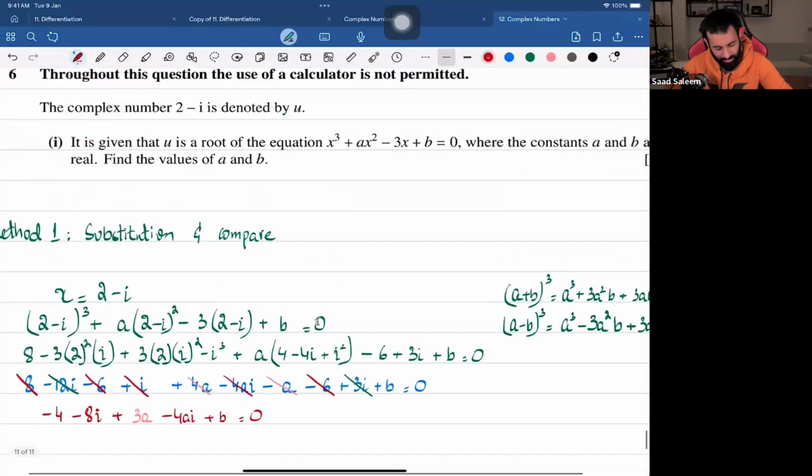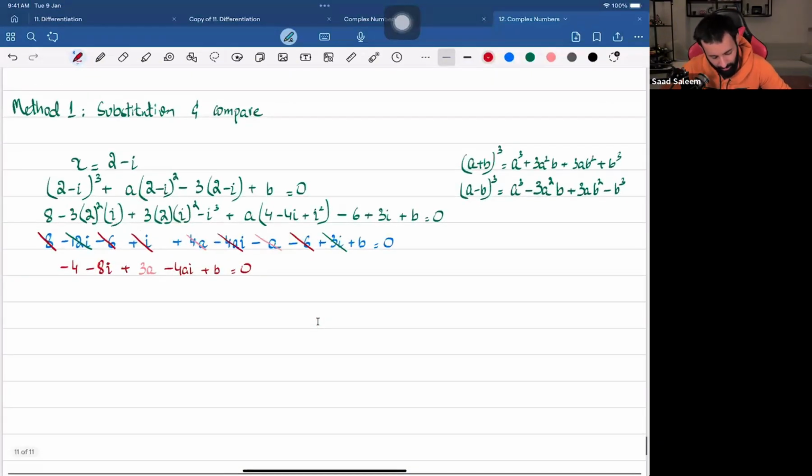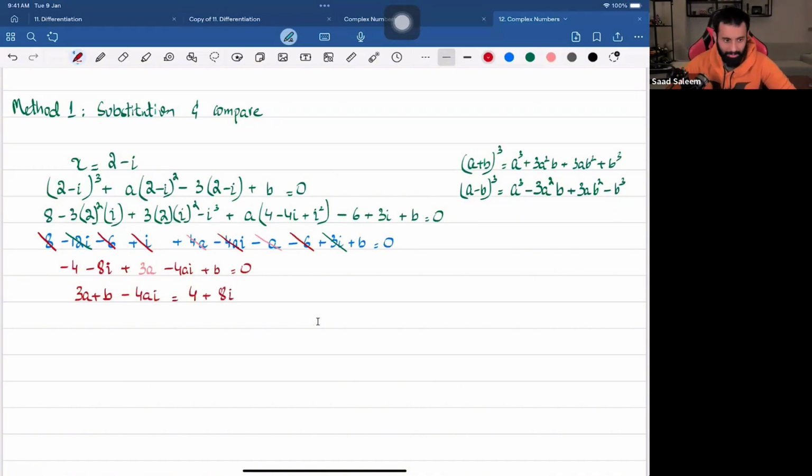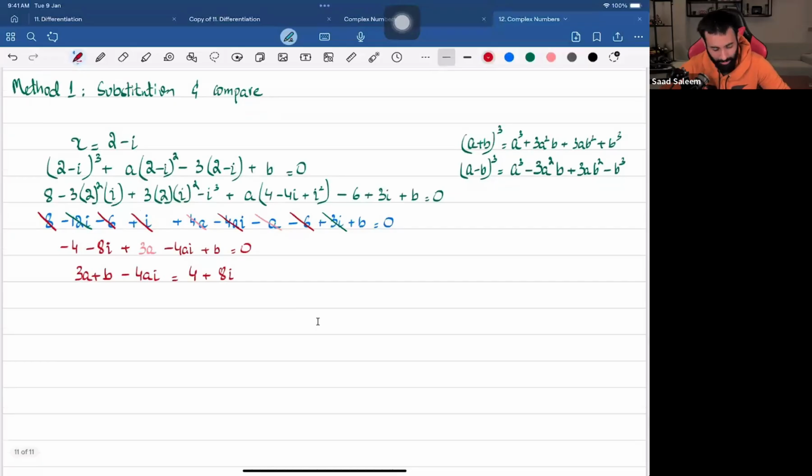Now remember, this method is substitution and compare. So we're going to keep a's and b's on one side and everything else, all the knowns, we're going to send across the equals to sign. So that means we have 3a plus b. These are your real elements. Minus 4ai, this is your complex element, is equals to 4 plus 8i. Now, if you guys remember, what do we do when we're in a situation like this? We compare. So we've done the substitution part. Now we're doing the comparing part. So the real element compared with the real element, so that's 3a plus b, which is equal to 4.